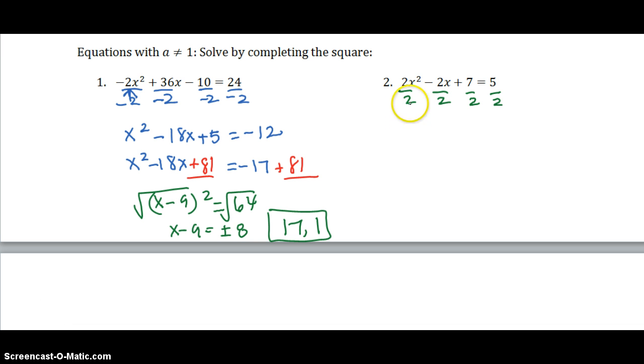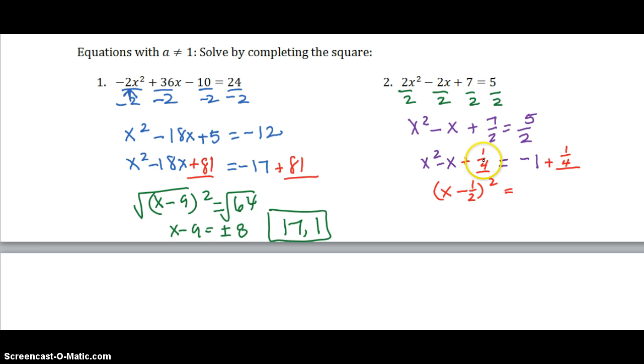For our next example, I have to divide everything by 2. Now you may need to pause and let it soak in what I've done. I've divided by 2, and I subtract 7 halves from both sides, and thankfully when I subtract 5 halves minus 7 halves, I have negative 2 over 2, which is negative 1. So now I'm ready to complete the square. Half of 1 is 1/2, squared is 1/4. Add that to both sides. To subtract here, I'll end up with negative 3/4.